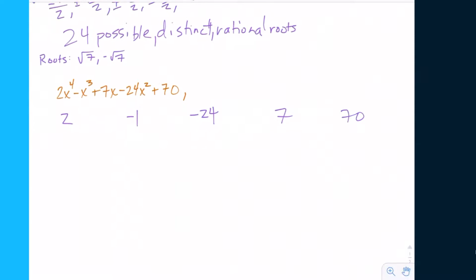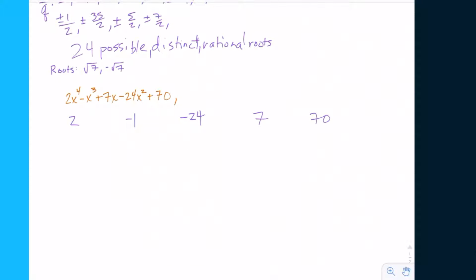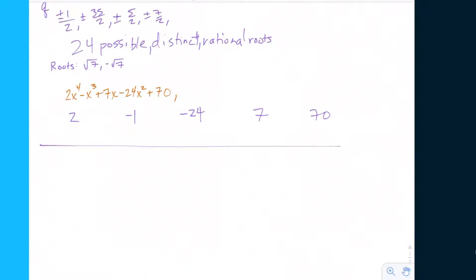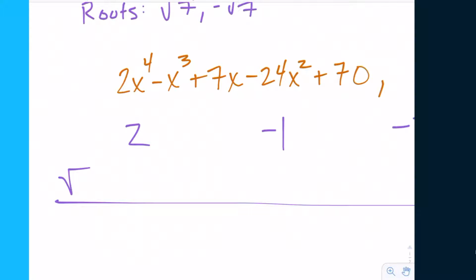So if you want to actually physically rewrite your polynomial in descending order so that you could do that, maybe adding zeros if necessary, that's fine, or just write them down in order. Okay, so let's go ahead and synthetically divide. Which one do you want to use first? Positive square root of 7. Me too. Positive square root of 7.